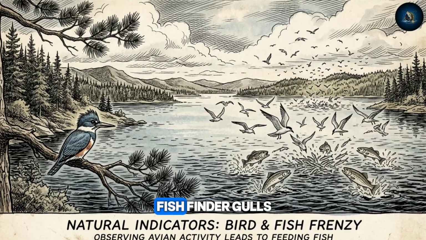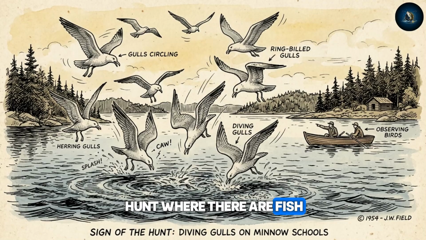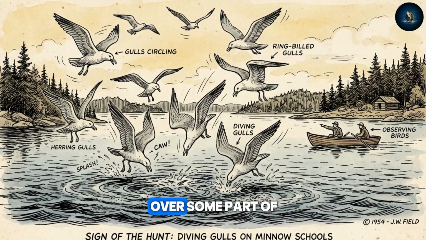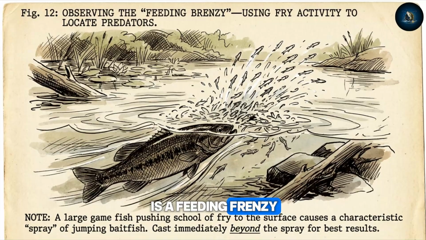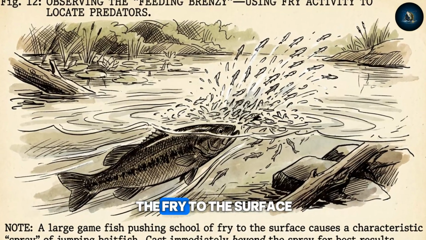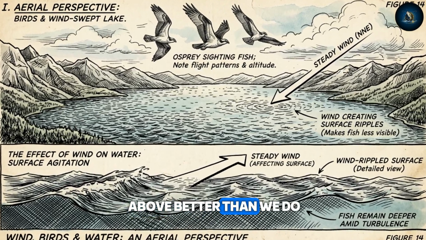Birds are another free fish finder. Gulls, terns, and kingfishers hunt where there are fish. If gulls are circling over some part of the lake and periodically diving, there is a feeding frenzy. A predator has pushed the fry to the surface and is chasing them. Birds see this from above better than we do.